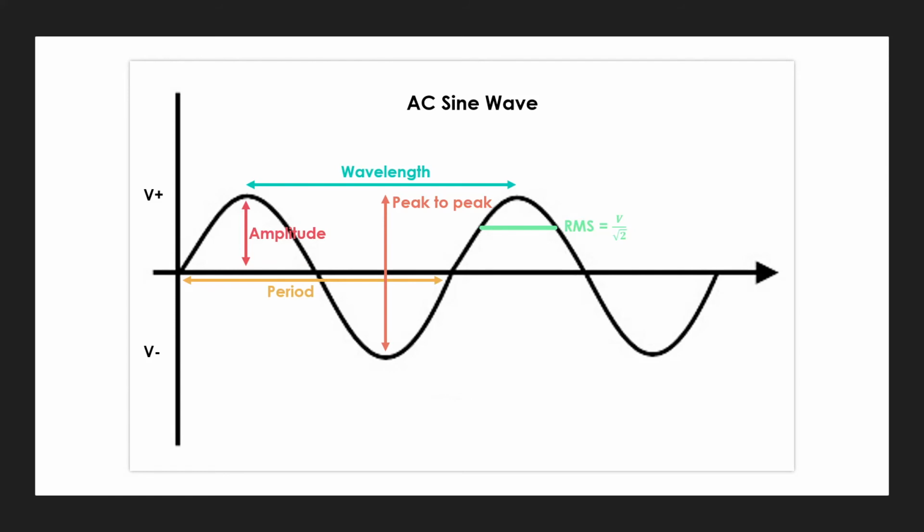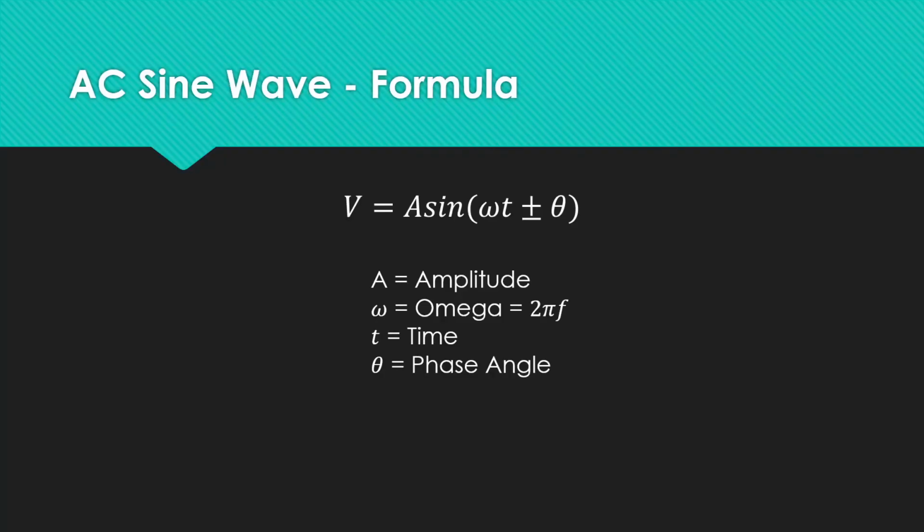Lastly, the RMS, or root mean square, which is a steady voltage or the equivalent DC voltage. This can be calculated by dividing the peak voltage by the square root of 2. The equation for a sine wave is shown on screen. V equals A sine omega t minus theta.